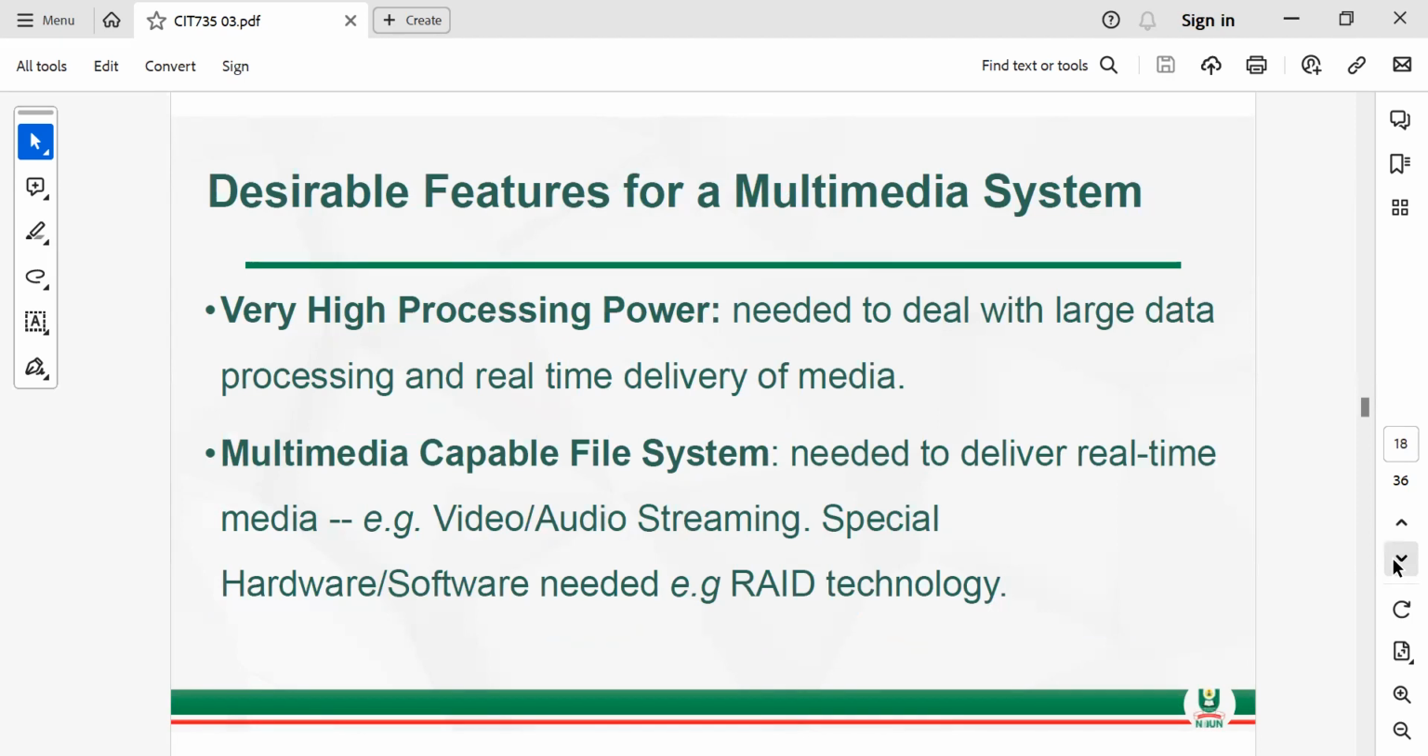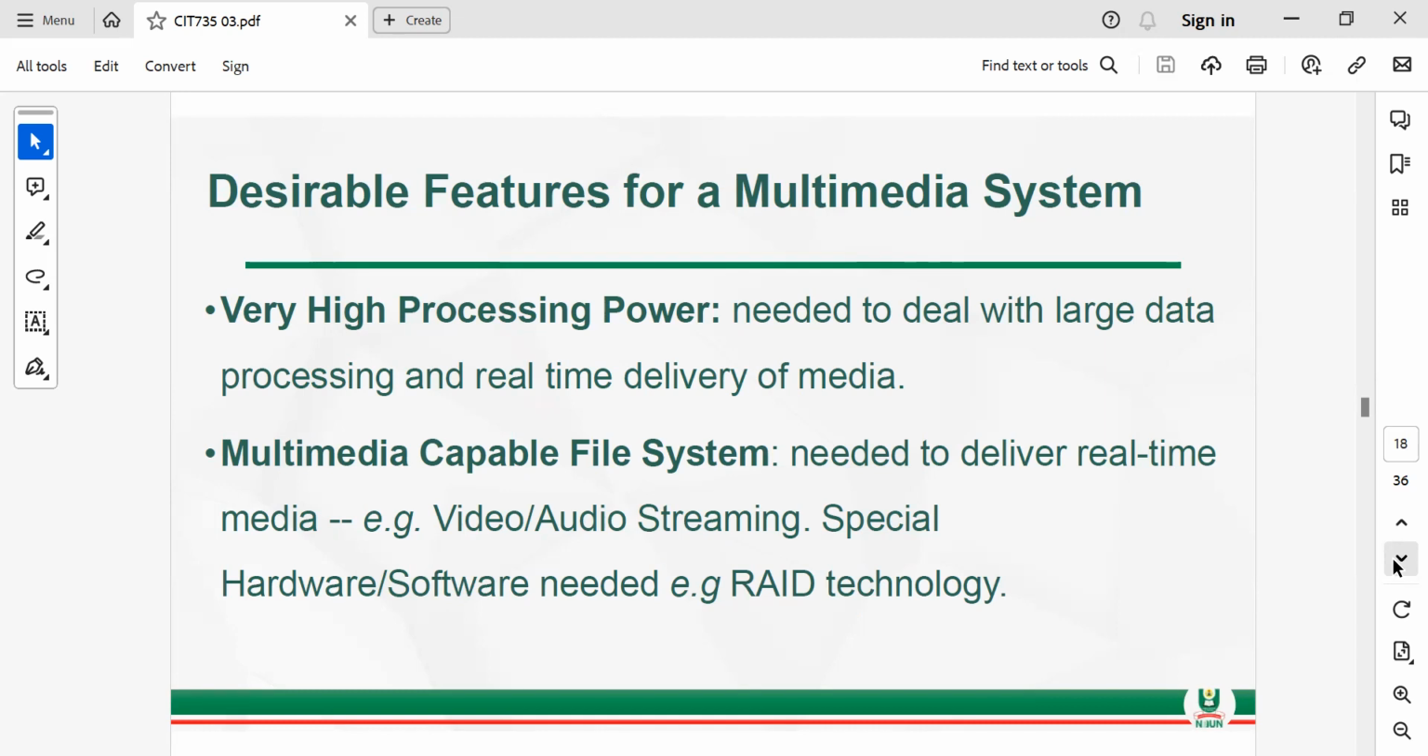Desirable features for a multimedia system. Very high processing power. Every multimedia system may have the following features that will be desired. High processing power, because you need to deal with large data processing and real-time delivery of media. Multimedia capable file system: a file system that is capable of storing large files, housing them well, is needed to deliver real-time media. When you say real-time, almost as they are recorded, they can be rendered, especially video and audio streaming.